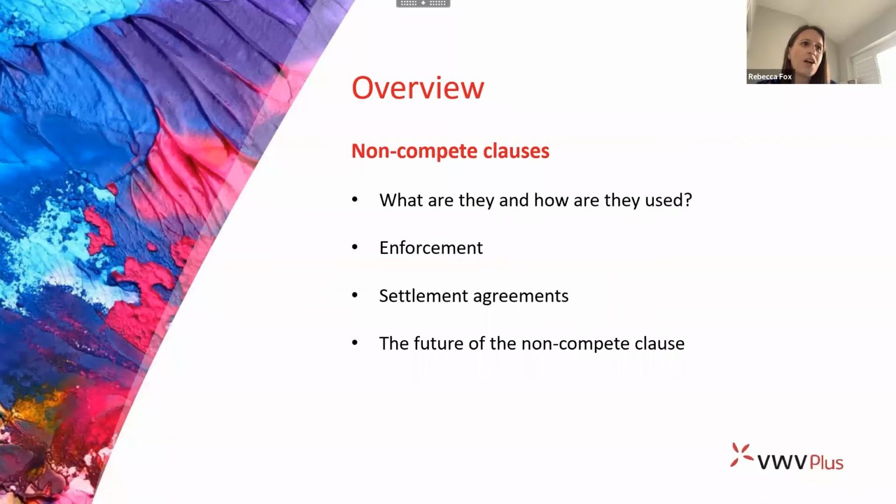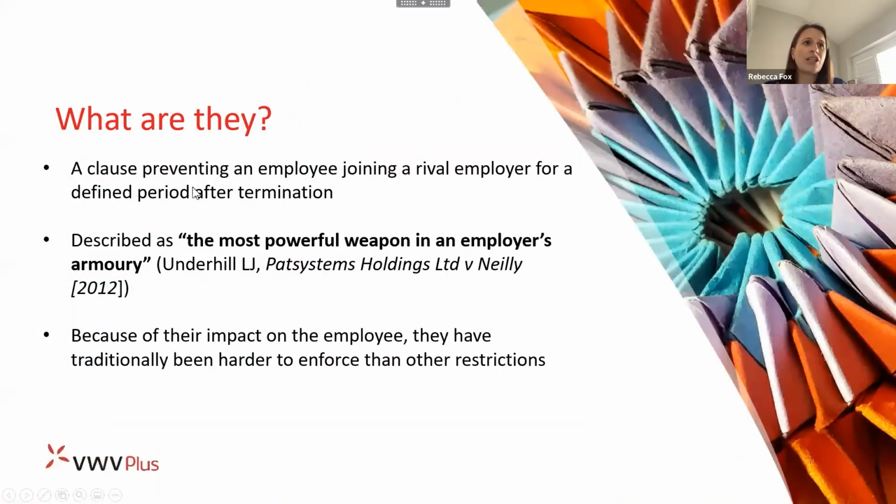So what are they? They are set out on the next slide: a clause preventing an employee joining a rival employer for a defined period after termination. So often they're in contracts of employment. An employee will start, they'll sign a contract, and within there there'll be restrictions, and these restrictive covenants can contain non-compete, poaching of staff, non-solicitation and non-dealing clauses, amongst others, and non-compete are an area of restrictive covenants where it's stopping an employee joining or setting up in competition.